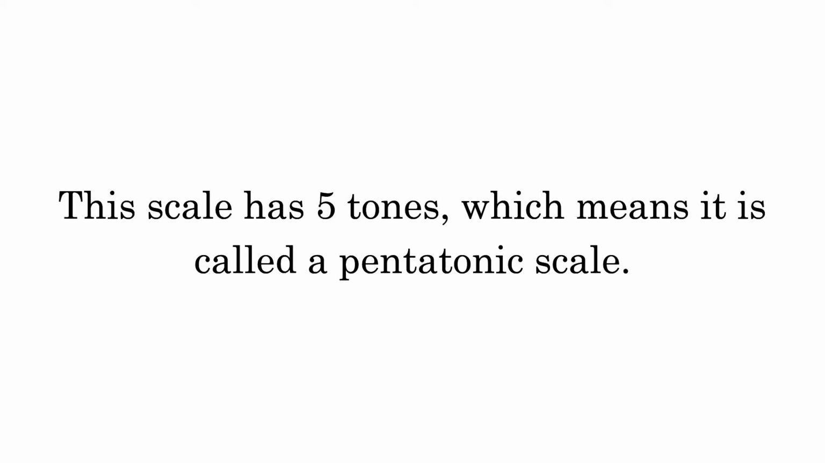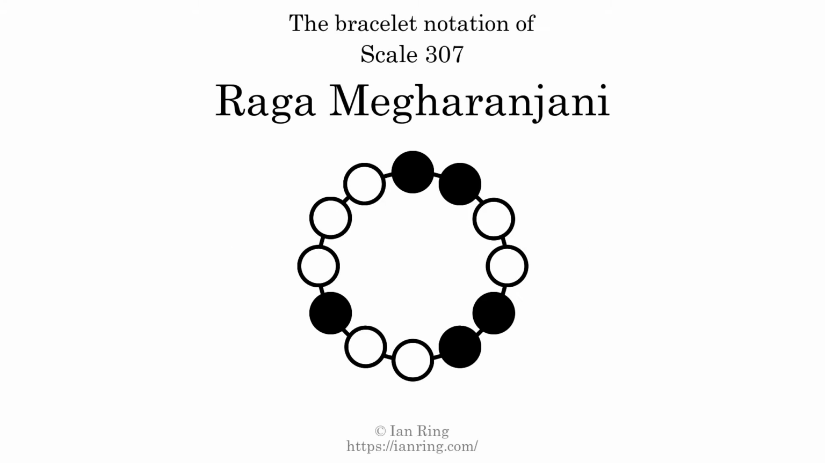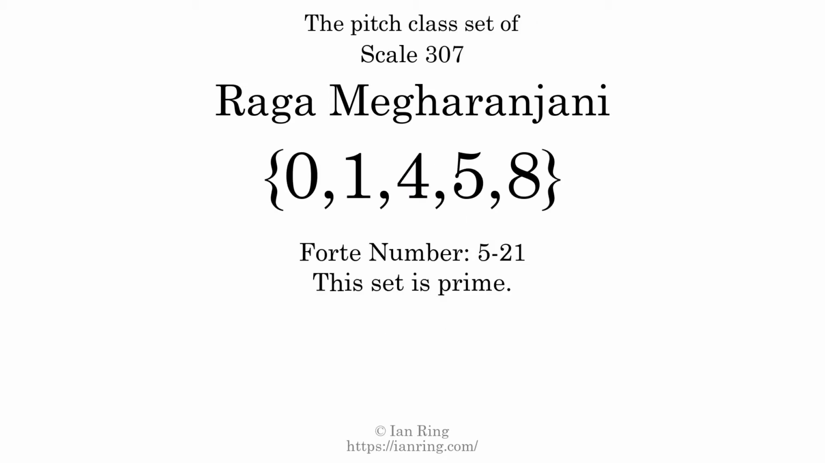This scale has 5 tones, which means it is called a pentatonic scale. This is a bracelet notation diagram of scale 307. The shaded circles represent tones that appear in the scale, and they are read clockwise, starting at the top. The pitch class set for this scale is 0, 1, 4, 5, 8.